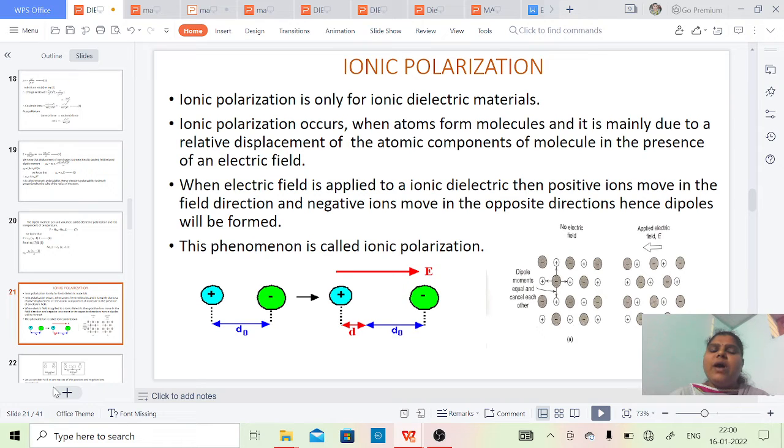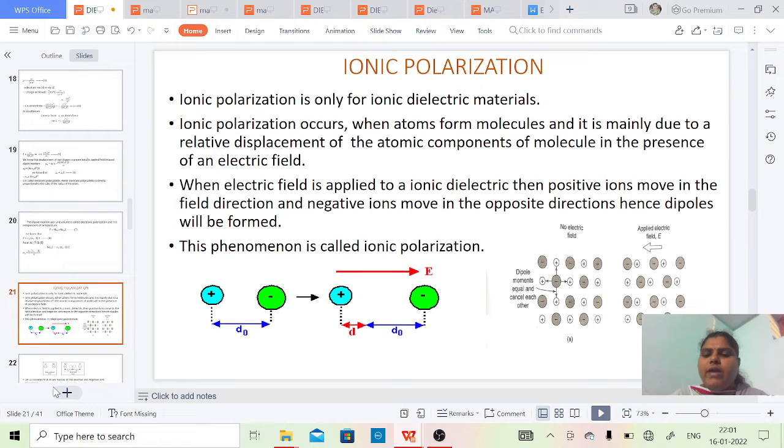That is possible only when we apply an external electric field. So when an electric field is applied to an ionic dielectric, positive ions move in the field direction and negative ions move in the opposite direction. Hence dipoles will be formed. So the charges are separating by applying the field. Positive charges move in the direction of the field and the negative ions move in the opposite direction of the field. Hence the dipoles will be formed. This phenomenon is called ionic polarization.